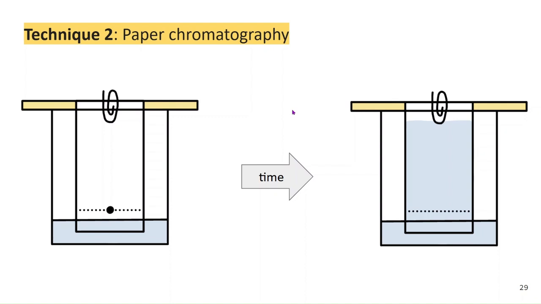Technique number 2. Our second technique is called paper chromatography. This one is cool, also kind of pretty. We'll do this in class as well once I get there. But basically, it's a technique that is used when the components of the mixture have different attractions to the mobile and stationary phase due to their intermolecular forces.